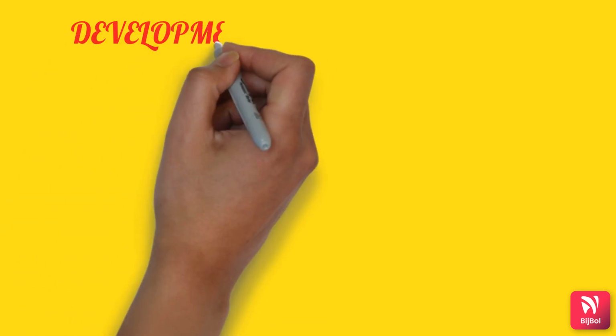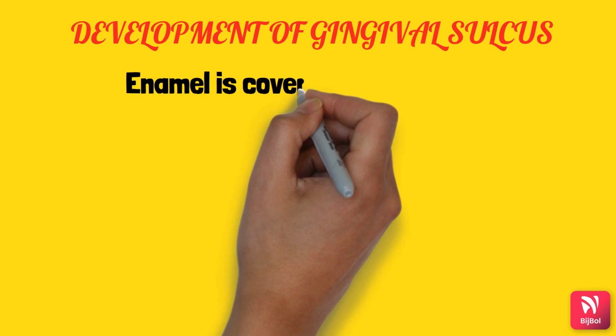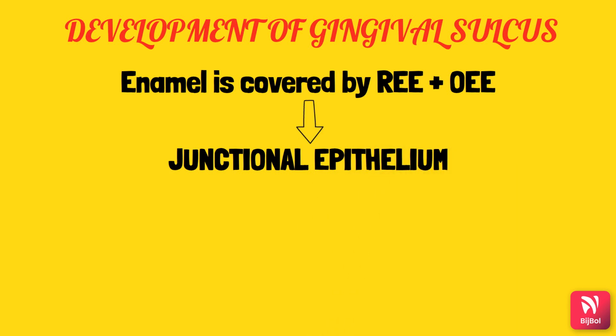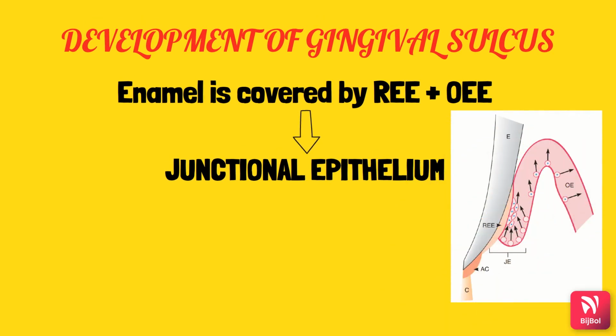Next, we will learn about the development of the gingival sulcus. The gingival sulcus is formed at the time when the tooth starts erupting into the oral cavity. When the enamel formation is complete, it is covered by reduced enamel epithelium. So, when the tooth starts erupting into the oral cavity, the reduced enamel epithelium gets fused to the oral epithelium. This fusion of the reduced enamel epithelium and the oral epithelium is called the junctional epithelium.